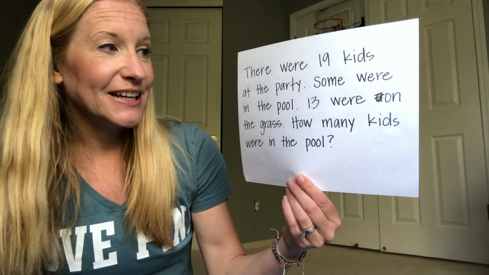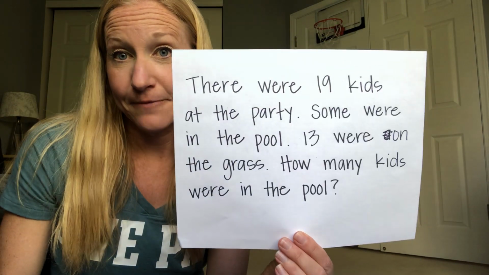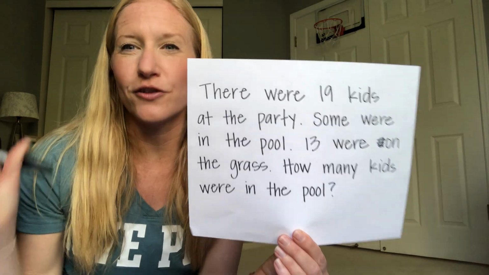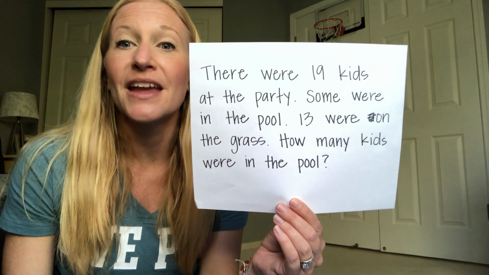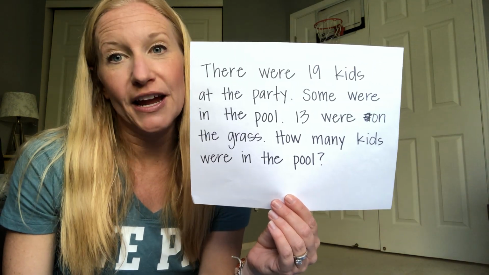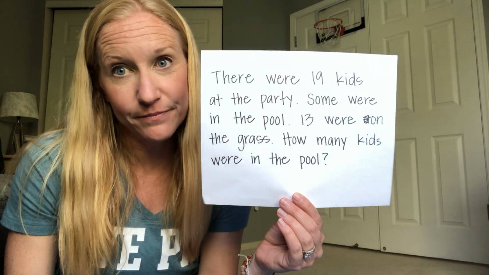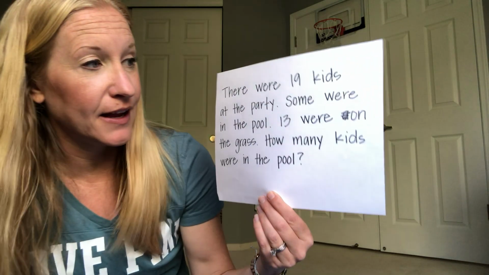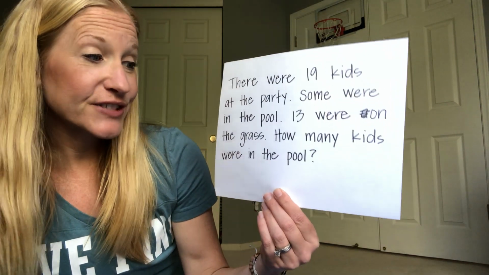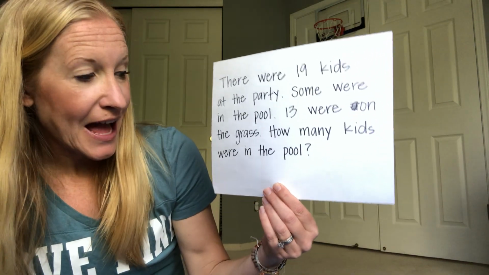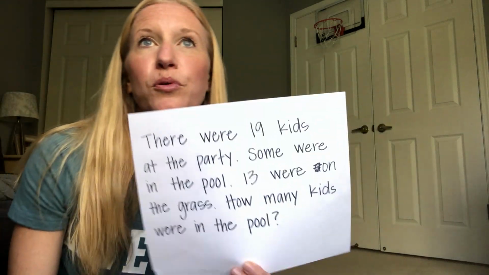There were 19 kids at the party. Okay, so picture that in your head. There's a party and there's 19 kids there. Some were in the pool. Dun, dun, dun. Some. You know how I feel about the word some in a math problem. 13 were on the grass. How many kids were in the pool?